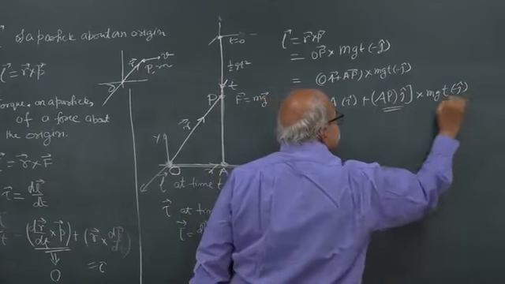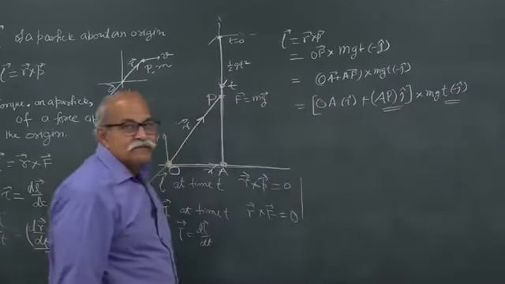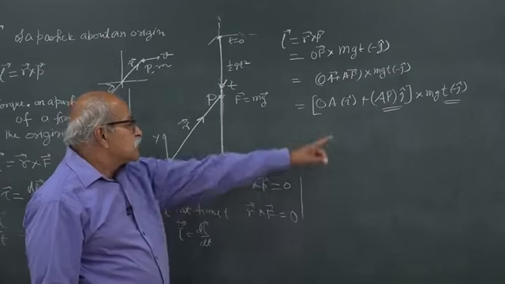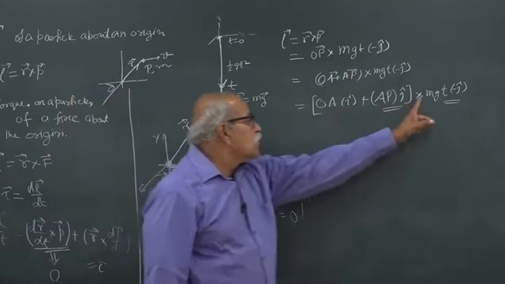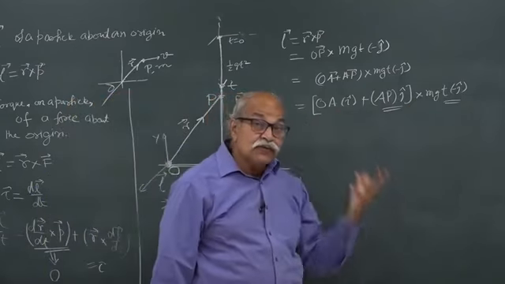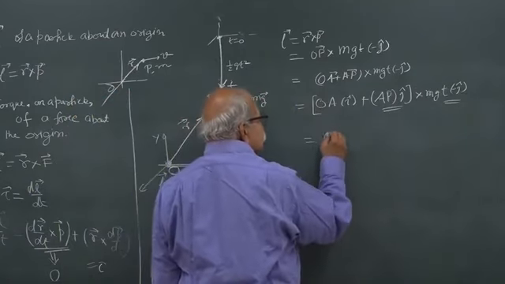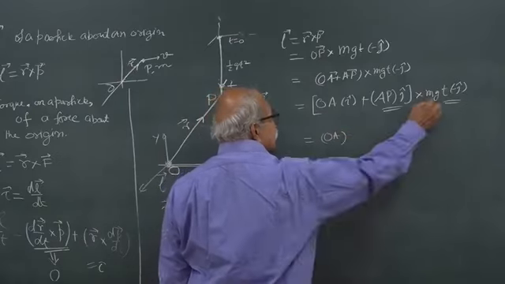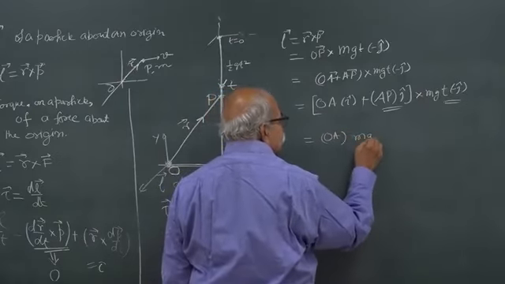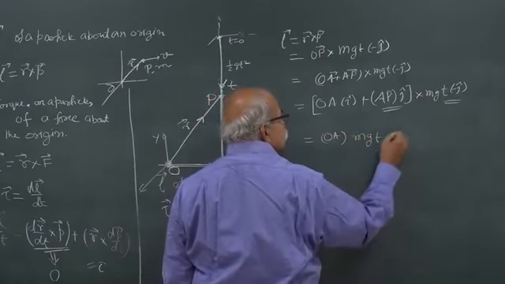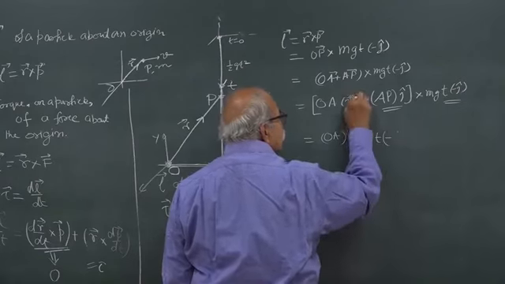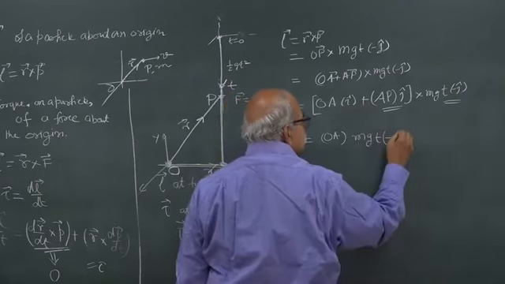So, j cap cross j cap is 0, but i cap cross j cap is not 0, it is k cap. So, this is OA multiplied by mgt and then minus, and i cap cross j cap is k cap.